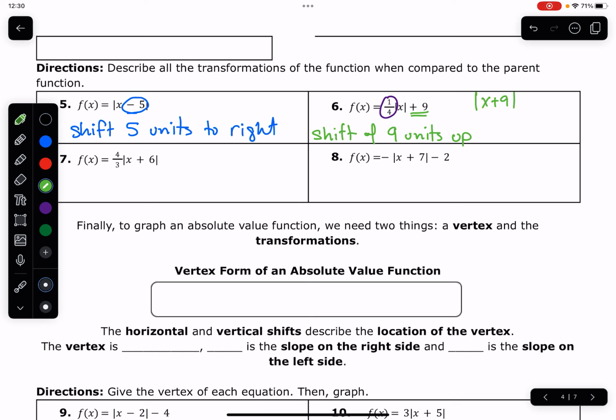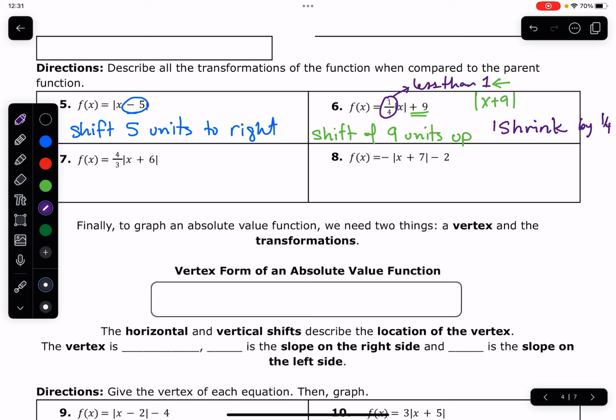Now, what is the 1/4 going to do? Well, the 1/4, because we're multiplying, is going to result in a dilation. And specifically, it's going to result in a shrink because 1/4 is less than 1. It's a number that's smaller than 1. And anytime we multiply by a number smaller than 1, that's going to shrink the graph. So those are the transformations. We have a shift of 9 units up and a shrink by a factor of 1/4.